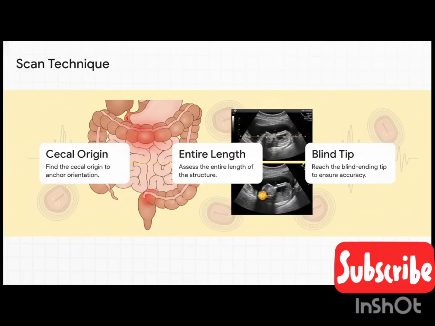To ensure absolutely none of those severe complications are missed, sonographers rely on a strict 3-step ultrasound scan technique. Step 1, find the cecal origin to anchor your orientation. Step 2, assess the entire length of that tubular structure. And Step 3, and I can't stress this enough, this is crucial, you must reach the blind-ending tip. Evaluating the appendix all the way down to its very end is the only way to guarantee you haven't missed a hidden pocket of severe inflammation.